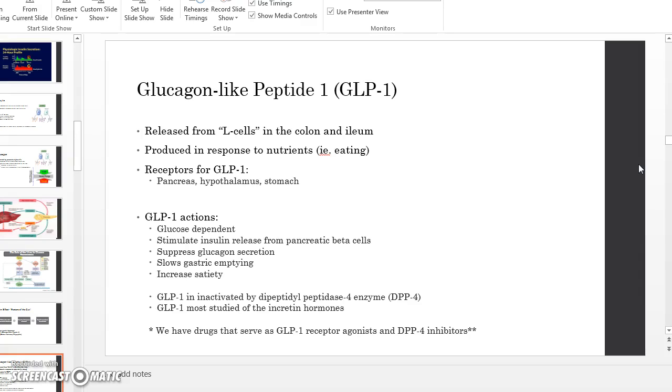GLP-1 is also inactivated by an enzyme, DPP4, or dipeptidyl peptidase 4. This prevents these actions, and so we have drug targets that serve as GLP-1 receptor agonists that promote this GLP-1 action, and we also have DPP4 inhibitors to prevent the breakdown of the GLP-1 peptide.